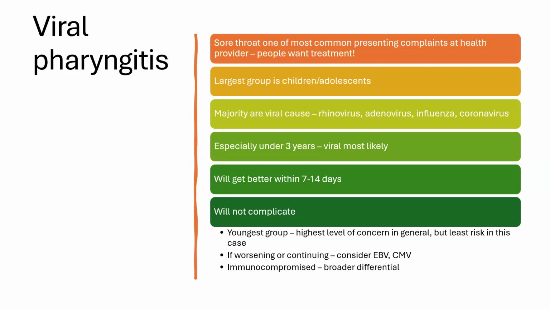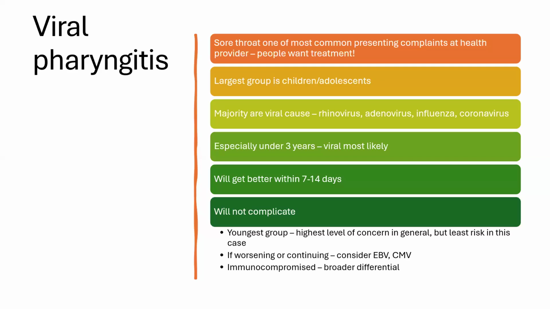The largest group is children and adolescents, and then they say that there's a second population who can get sore throats, over 40s, but that it's sometimes different causes. In kids, the majority are viral causes: rhinovirus, adenovirus, influenza, coronavirus, and especially in under 3s, viral causes are the most common. So any age can get a viral throat infection, but under 3, it's usually viral. It will almost always get better within a week or 2. And these viral pharyngitis will not complicate. And one needs to remember this.